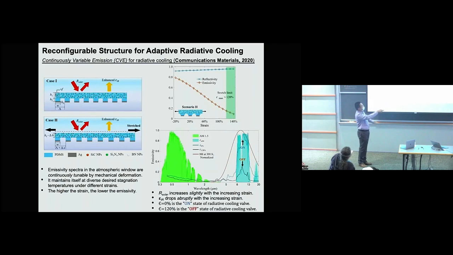For zero strain, it keeps the on mode. If you stretch the PDMS layer up to 128%, its maximum stretching limit, the emissivity between 8 and 13 microns is reduced. We can treat this as the off mode. And if you focus on the visible light range, it does not change too much; you simply change the infrared wavelengths of interest here.